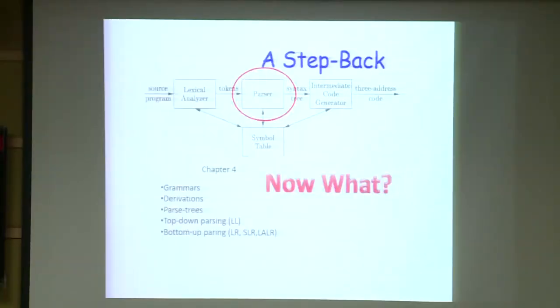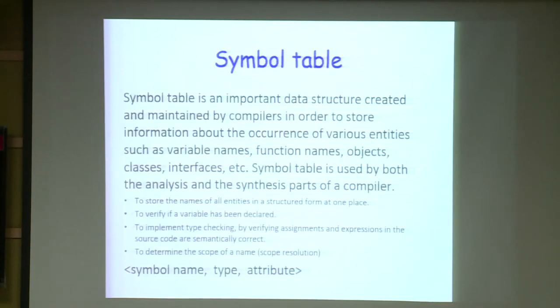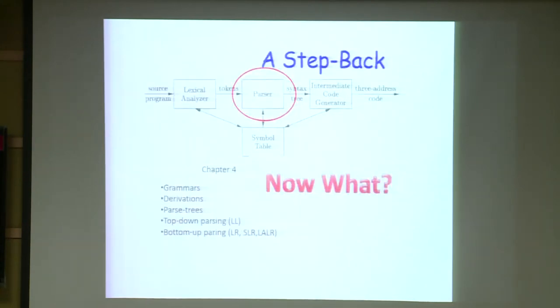Then top-down parsing. We have already discussed top-down parsing. We use the LL parser. There's bottom-up parsing, which has different categories: LR, SLR, LALR, meaning look-ahead, left-to-right scanning. Now what's remaining? Remaining are two phases: the symbol table and error recovery.